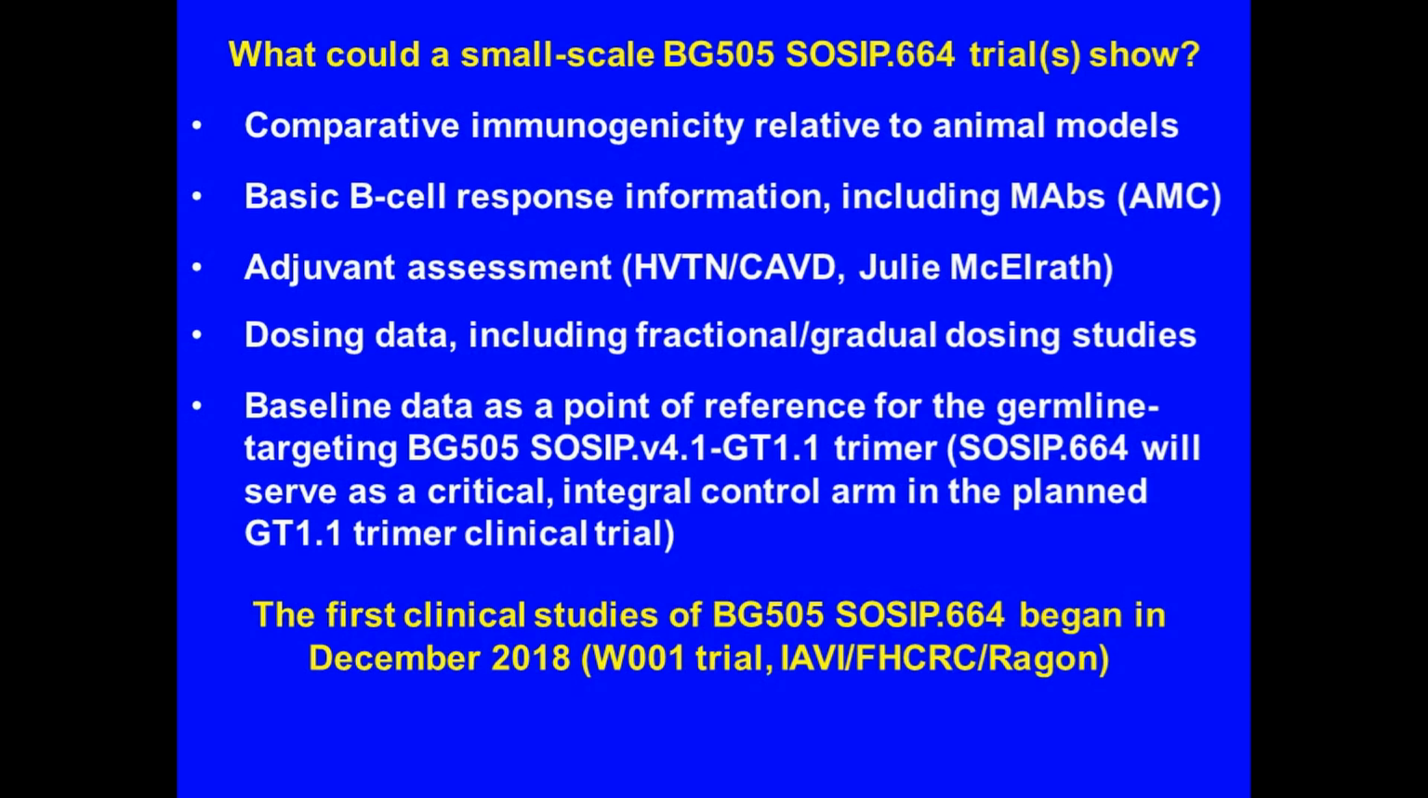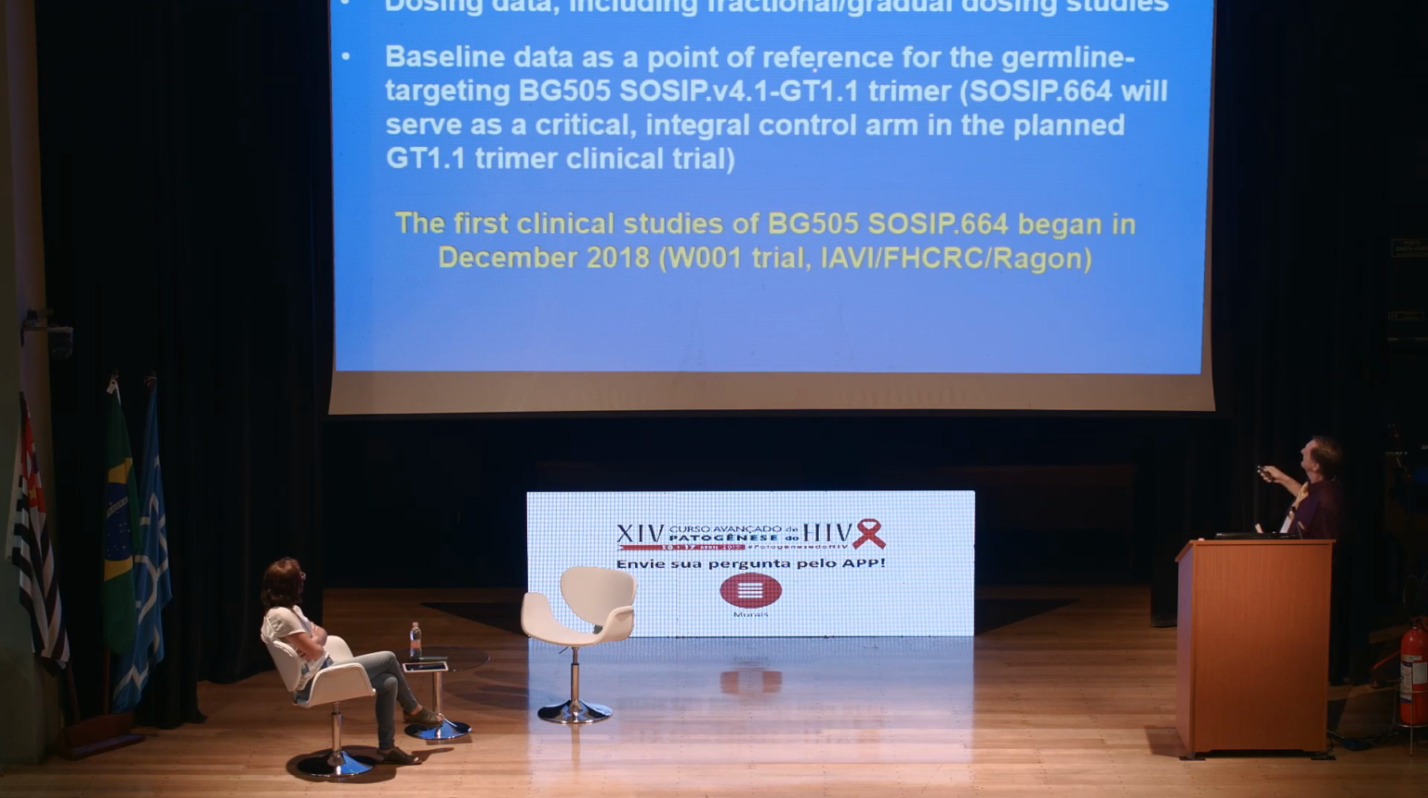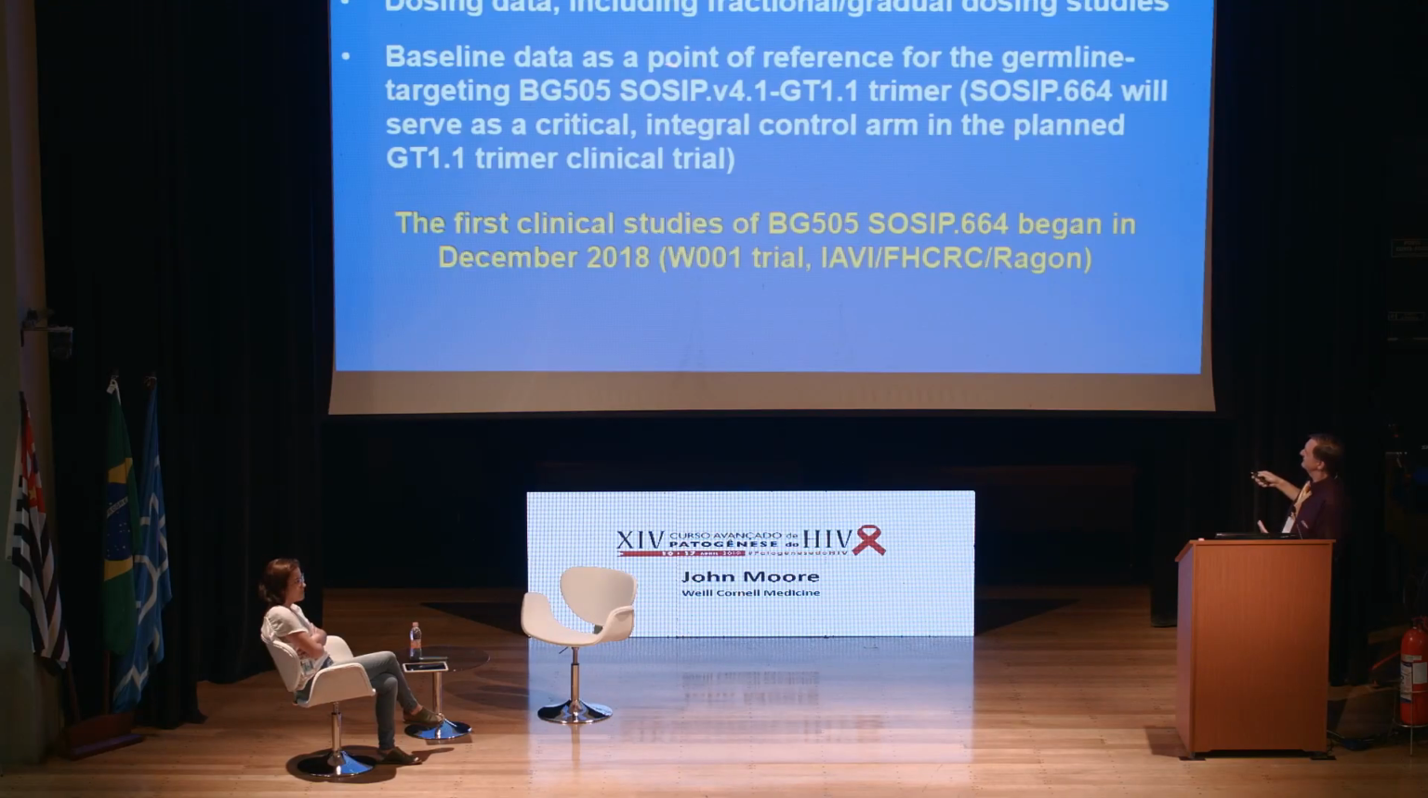We're working with Julie McElrath and the HVTN. We can get dosing data, and we can use it as a baseline, as a point of reference for germline targeting trimer, which is a much more interesting protein, much more likely to give useful responses. So this baseline protein will serve as an integral control arm.